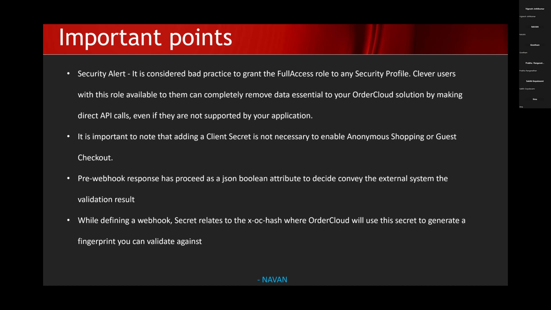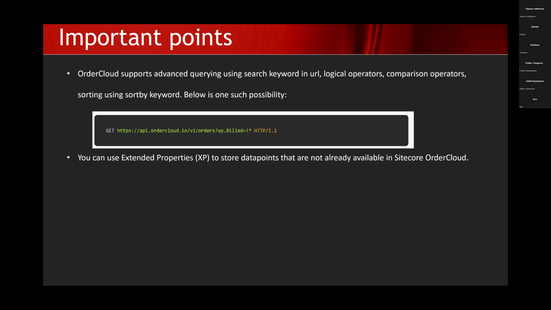While defining a webhook, secret relates to the XOC hash, where Order Cloud will use this secret to generate a fingerprint you can validate against. So while you create a webhook, you add some fields, and secret is also one of the fields which you configure. There you pass the XOC hash. How you generate that is not something that's covered in the scope of this exam, but you just need to understand that there is a field called secret, which has a hash value that needs to be passed while creating the webhook.